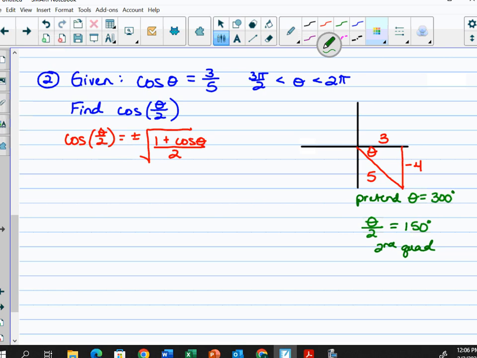We are finding the cosine of theta over 2. So in the 2nd quadrant, is the cosine positive or negative? Negative.